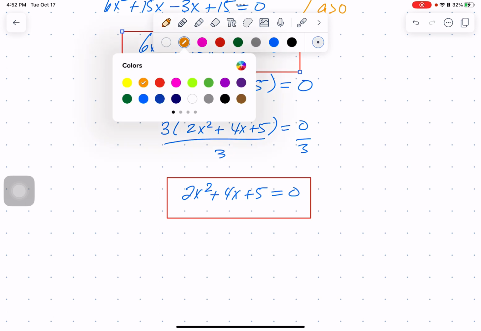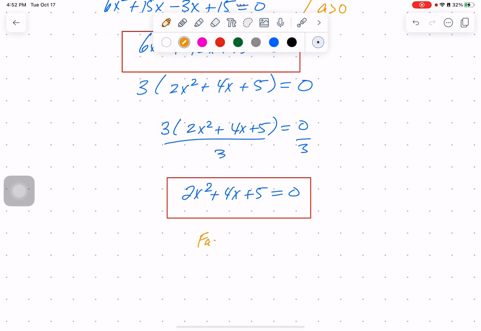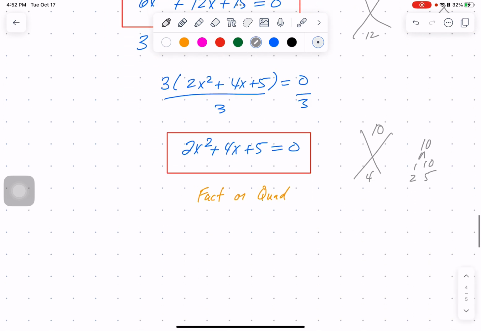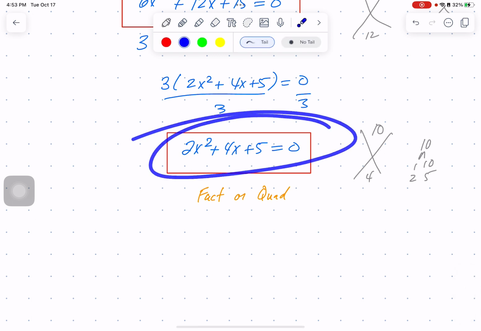So the question is, am I going to factor or am I going to use the quadratic formula? Well, I'm looking for two numbers that multiply to give 10 and add to give 4. 10 is 1 and 10, or 2 and 5. It doesn't add to give 4. But notice up here, if I needed to do that, I'd have to find two numbers that multiply to give 90 and add to give 12. I've got more work to do. It's going to take longer. That's why I'm going to use this one.